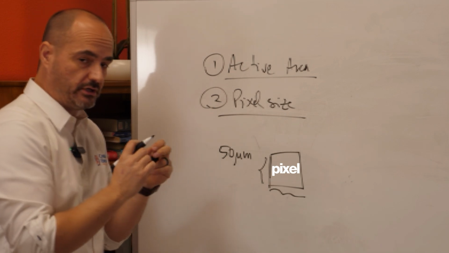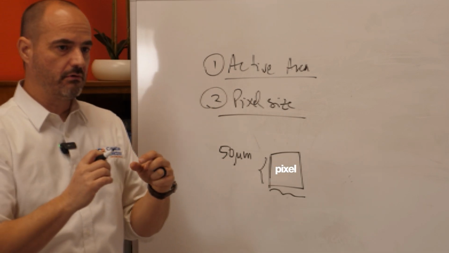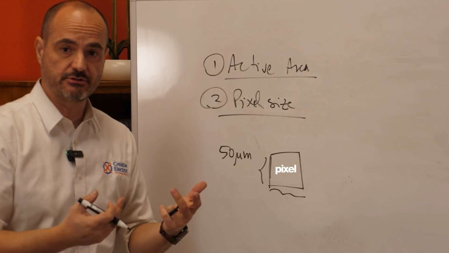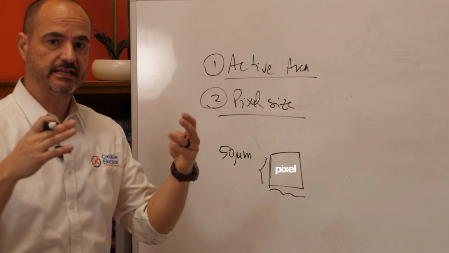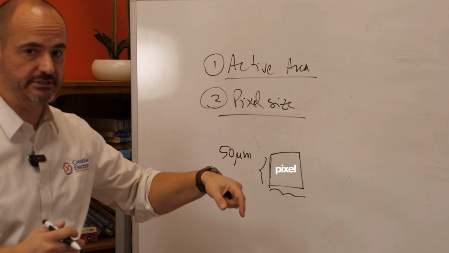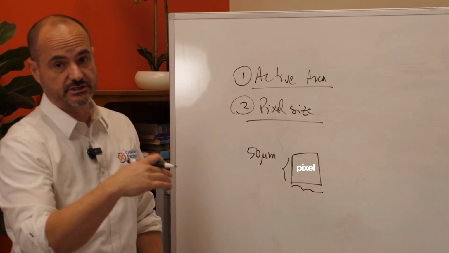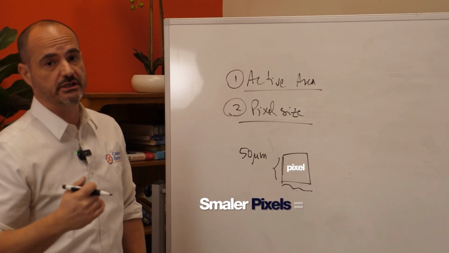So the smaller the pixel gets, the more resolution your image is going to get, right? Because you're going to have more little dots representing that same sample with your imaging. The drawback is price. Smaller pixels cost more money.